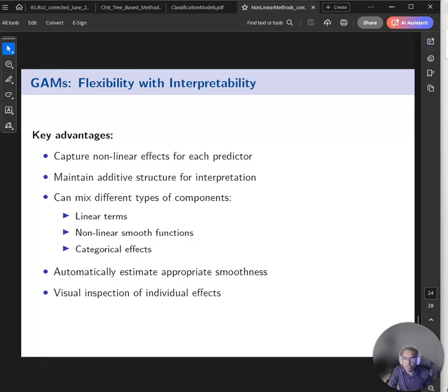GAM also allows you to mix different types of components within a single model. You can include linear terms for some predictors, nonlinear smooth functions for the others, and categorical effects where appropriate. And this creates a modeling framework that is both flexible and practical. Most GAM implementations automatically estimate the appropriate smoothness for each function, removing the need to do it manually. And these properties make GAM a powerful tool to balance flexibility and interpretability.